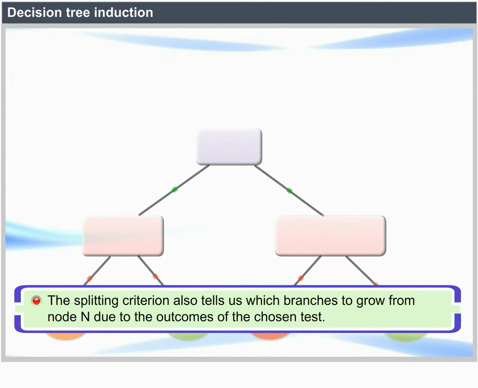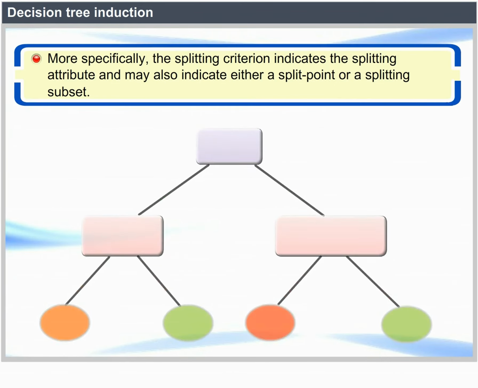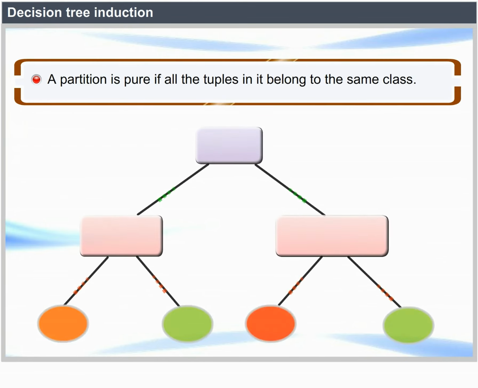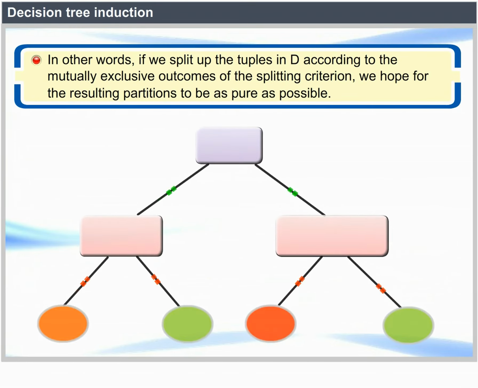The splitting criterion also tells us which branches to grow from node n with respect to the outcomes of the chosen test. More specifically, the splitting criterion indicates the splitting attribute and may also indicate either a split point or a splitting subset. The splitting criterion is determined so that, ideally, the resulting partitions at each branch are as pure as possible. A partition is pure if all the tuples in it belong to the same class. In other words, if we split up the tuples in D according to the mutually exclusive outcomes of the splitting criterion, we hope for the resulting partitions to be as pure as possible.